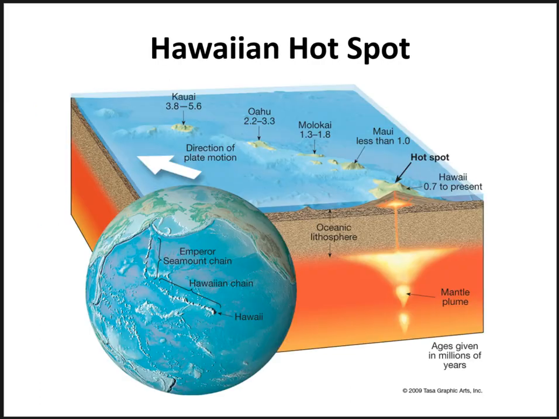Here's an example of the Hawaiian hotspot. Notice that Hawaii is the oldest island at 3.8 to 5.6 million years old, as it was the first to move over the magma pocket or the mantle plume, and is now the furthest away. Currently, Hawaii Island is the youngest and is still being created, since it is still over this hotspot. From looking at the age of these islands, we can tell that the Pacific plate is moving in the north or northwest direction. The only island that has any active volcano on it is Hawaii, because it is the only one that is still over this mantle plume.